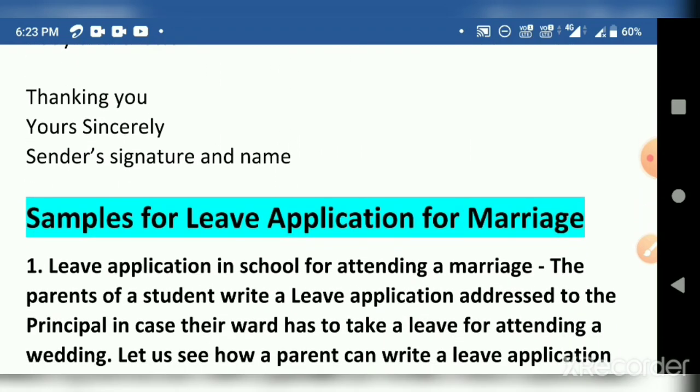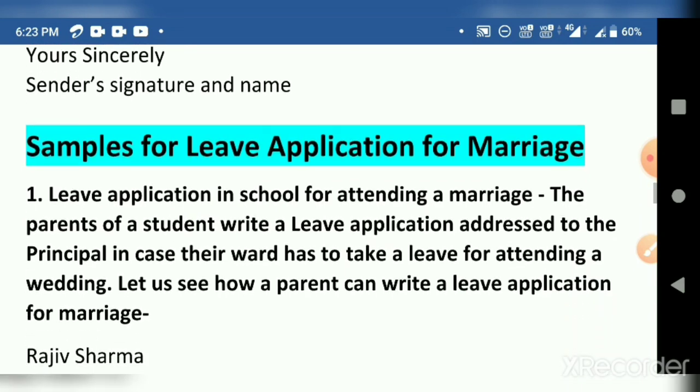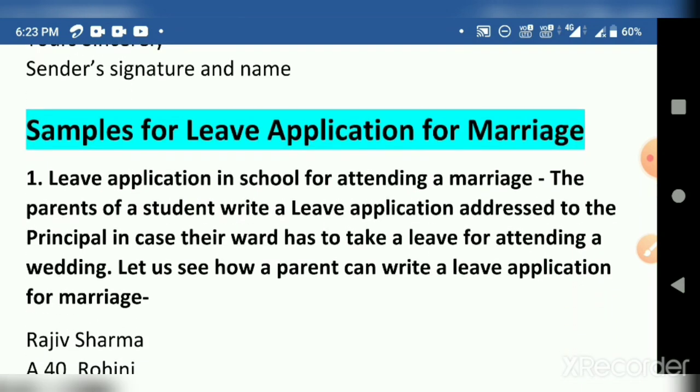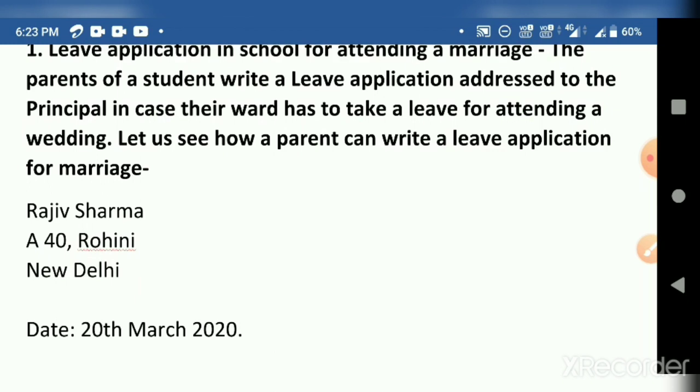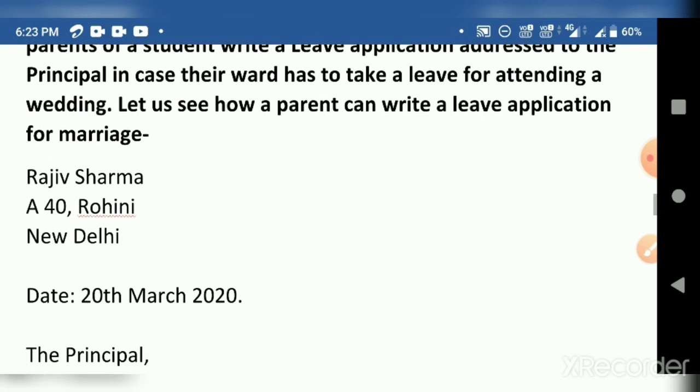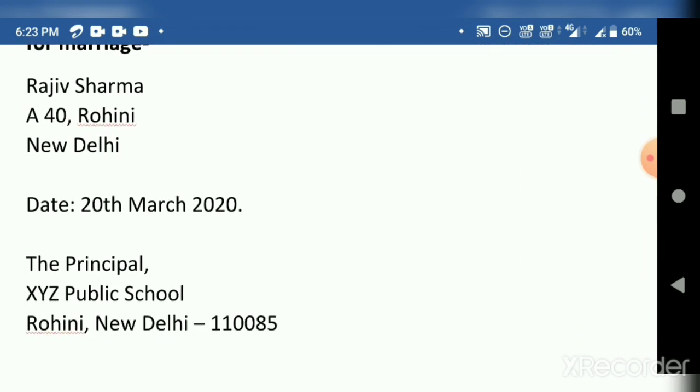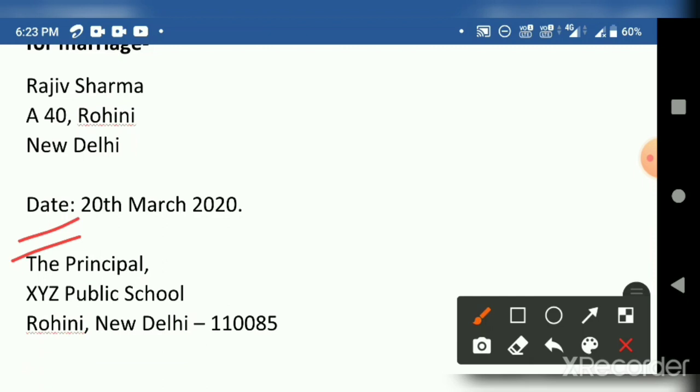Now we have certain samples of the leave applications for marriage with the answers also. Leave application in school for attending a marriage function. The parents of a student write a leave application addressed to the principal in case their ward has to take a leave for attending a wedding. Let us see how a parent can write it. See, here we don't have "To" written. So the sender's address is Rajesh Sharma and address. After that it is the date, and you can see there is no "To" here, which you found in the format. So "To" should not be written.